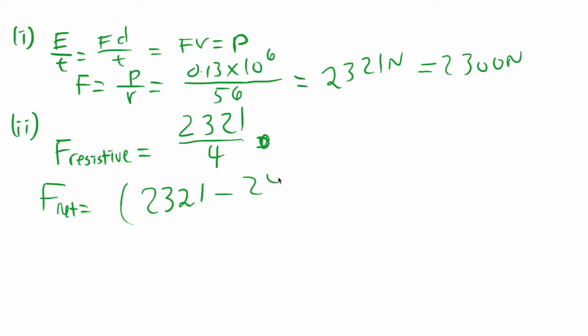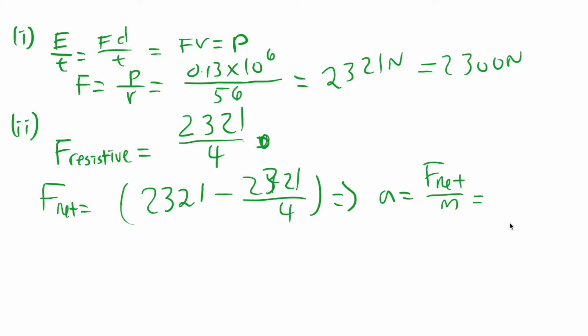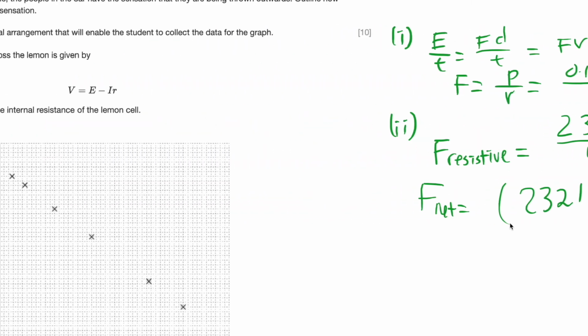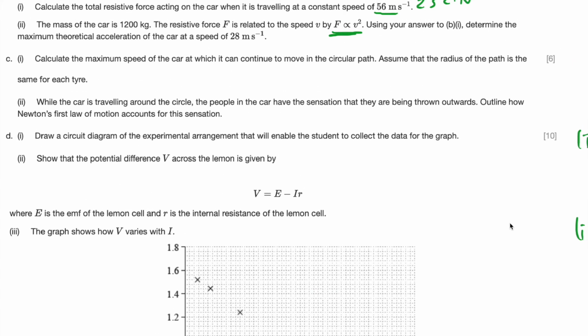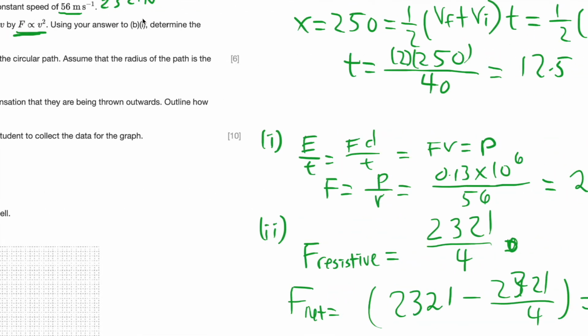2,321 minus the resistive force. Right, so this is equal to the net force. And we know the net force, and we know the mass. So acceleration is going to be equal to net force over mass. And the mass of the object is given by the problem. So the object has a mass of 1,200. So you can calculate acceleration.